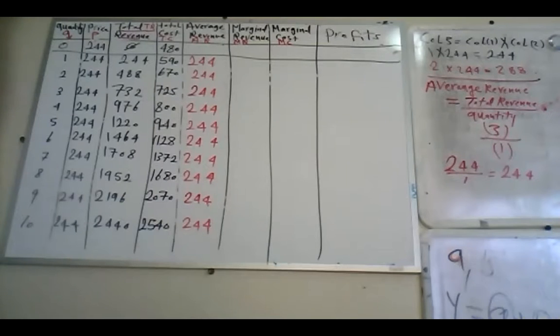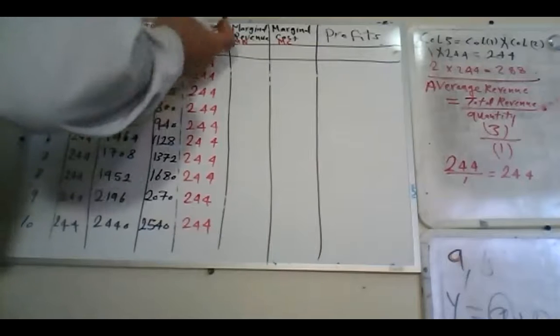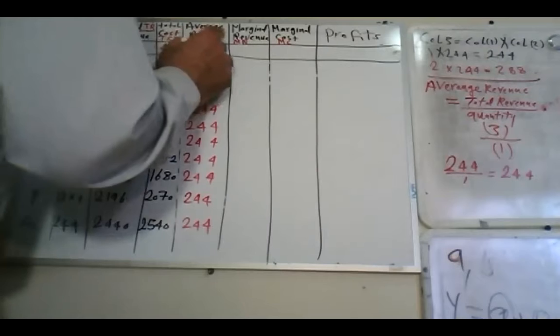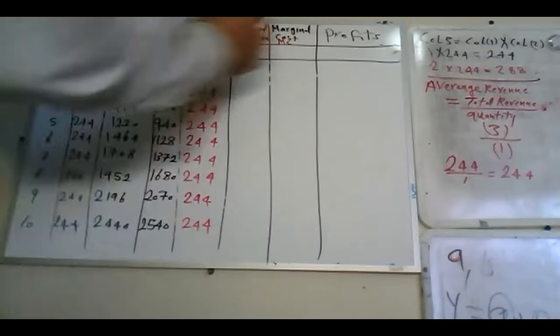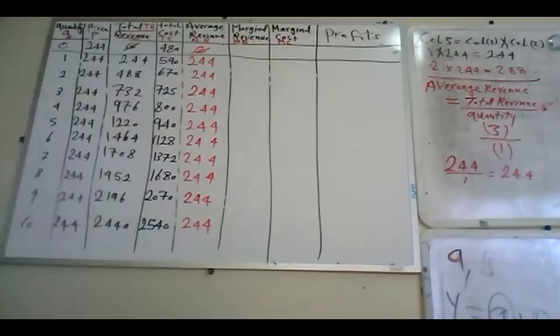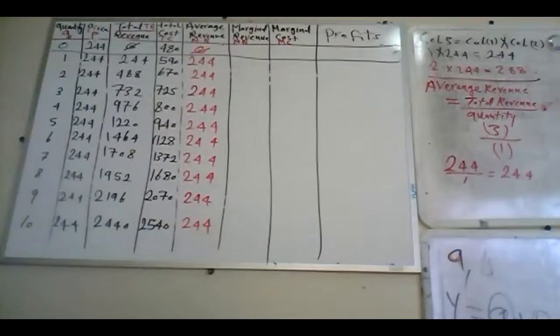The next column will be the marginal revenue. Of course, the first one will also be 0 here, because the total revenue divided by the quantity, 0 by 0, is 0. The 0 is not counted in production, we start from 1, but this is just for illustration. Okay.